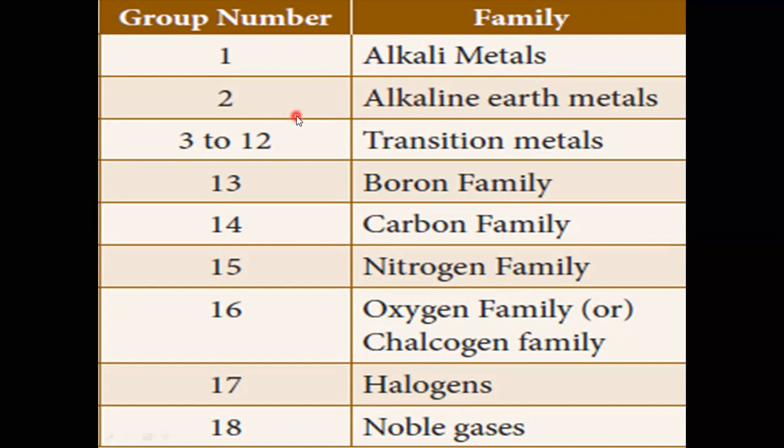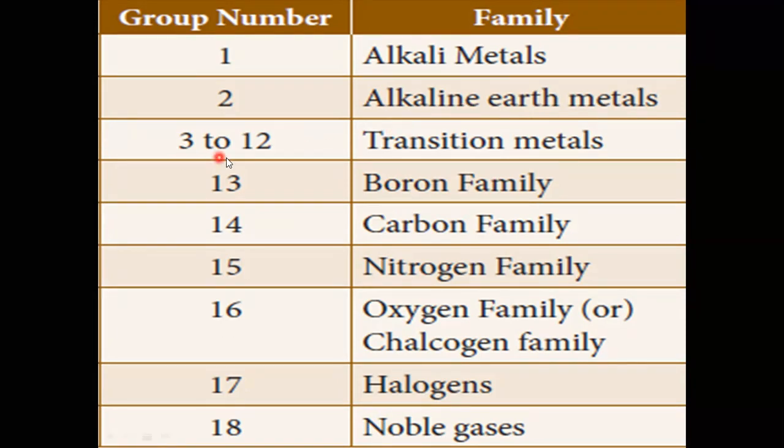The second group is alkaline earth metals. The group 2 elements combine with oxygen to form oxides. So it is called earth. These oxides produce alkaline solutions when dissolved in water. So these elements are called alkaline earth metals.